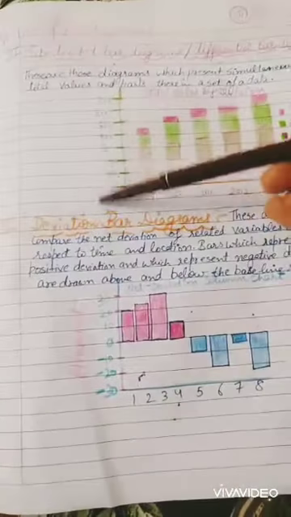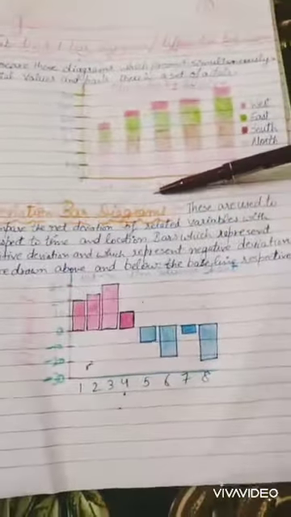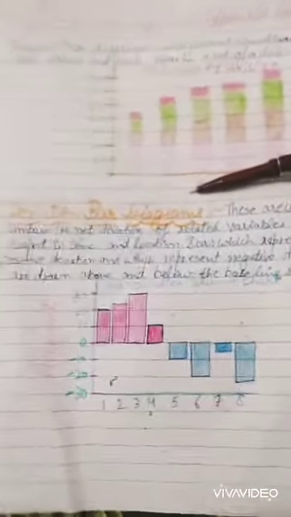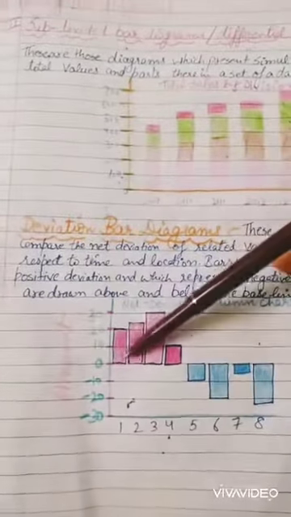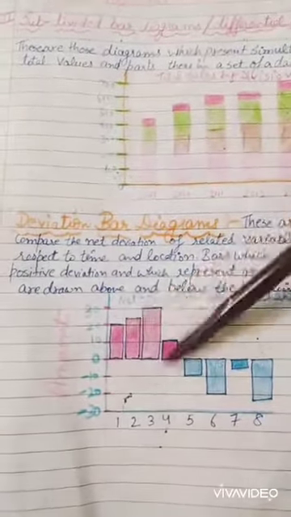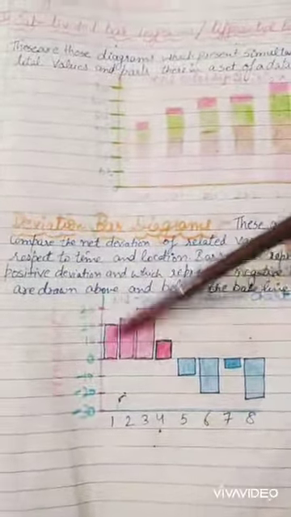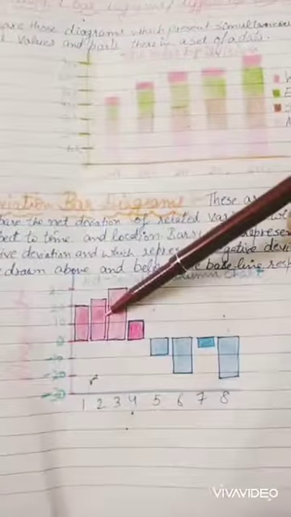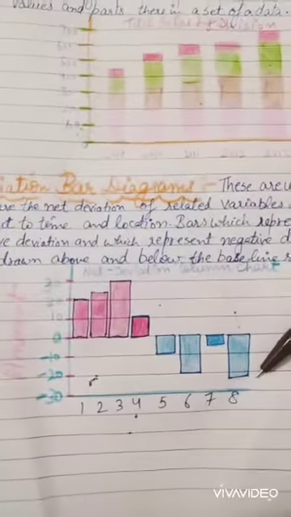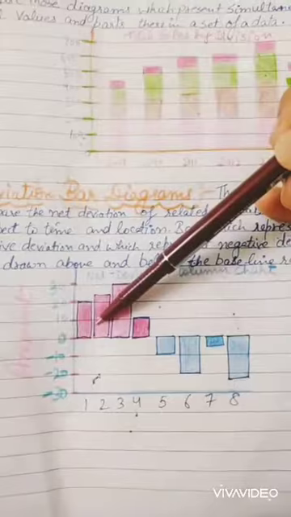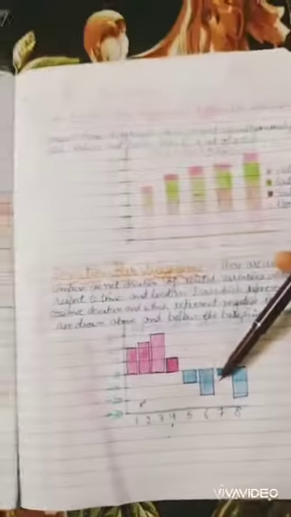Next, the fourth one is the deviation bar diagram. Yes, this diagram shows deviation, meaning in the positive and in the negative direction. Above the baseline it shows positive deviation, and below the line or below the bar it shows negative deviation. This pink one shows positive and this blue one shows negative.